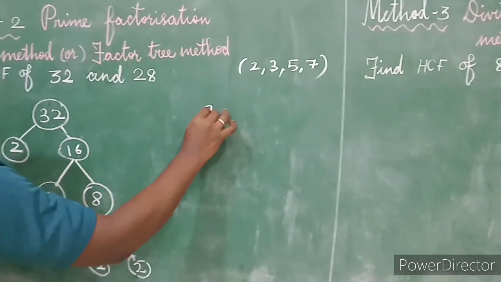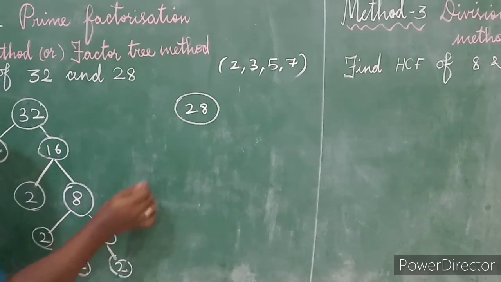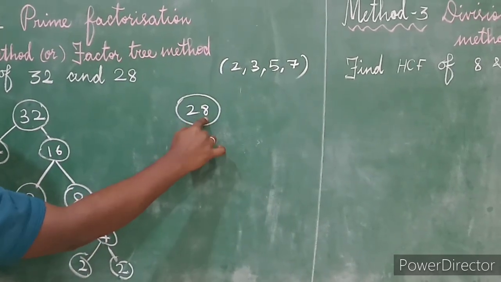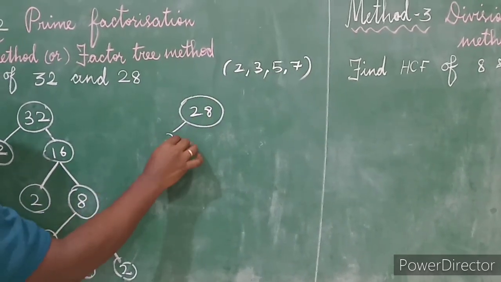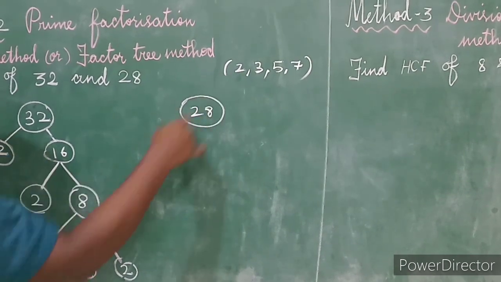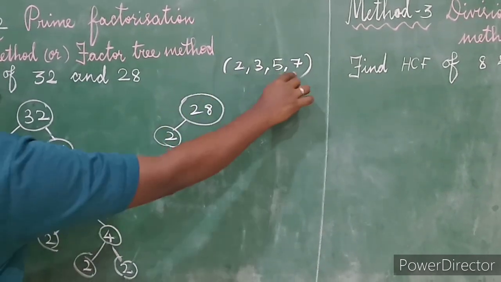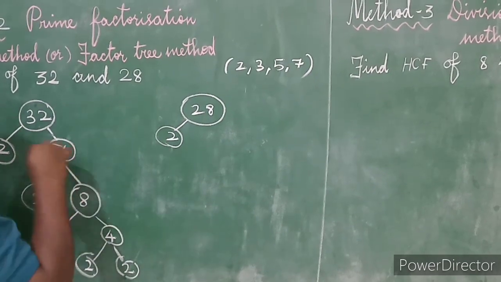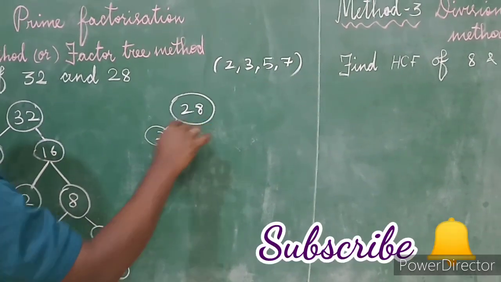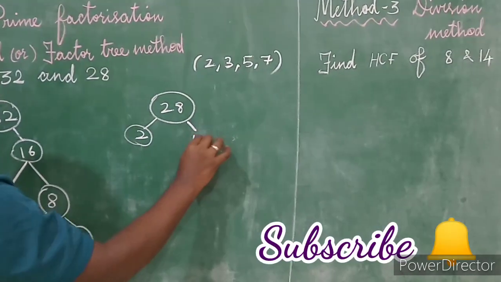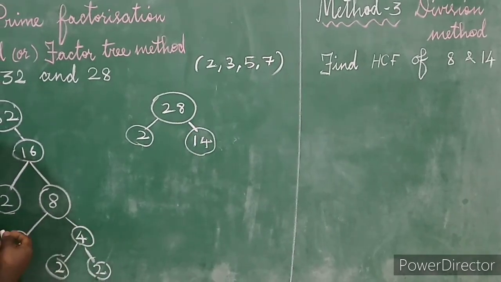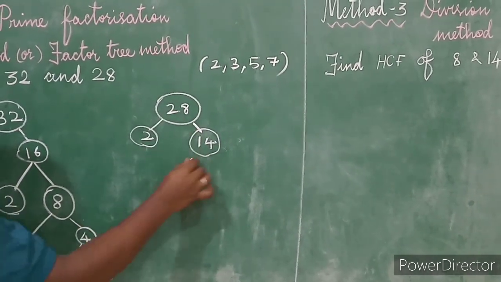Now I'm going to do it for 28. So 28, in the ones place I got 8. That means it is divisible by 2. Why do I use 2? 2 is a prime number. I have to use only these numbers to divide. So 2. In 28, how many 2's are there? 14 2's are 28.